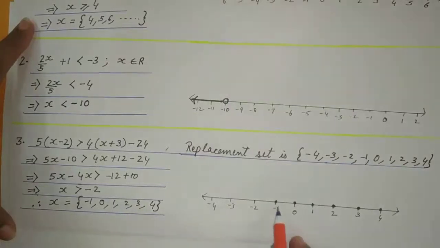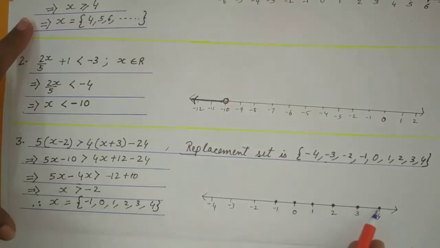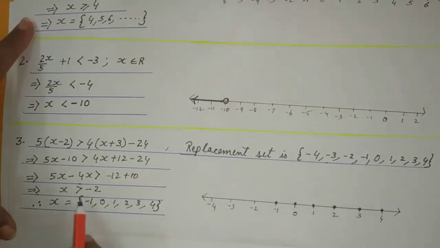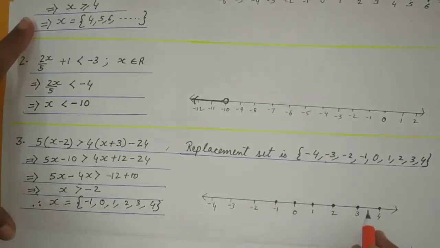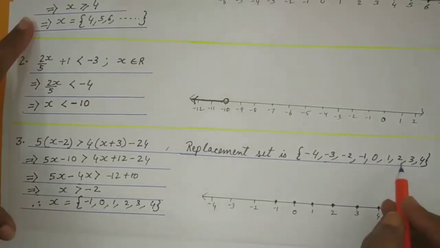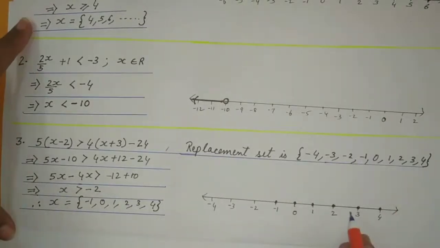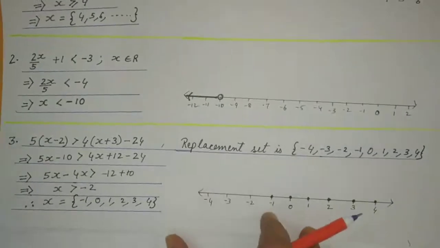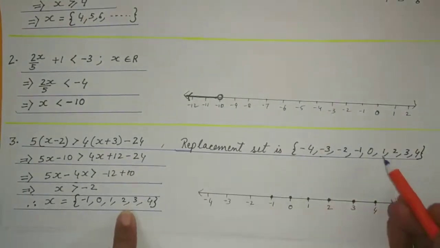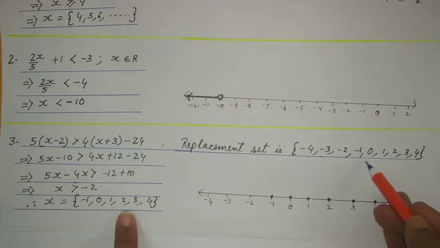And those places are darkened dots. We don't show anything greater than minus 2 towards the right hand side since the replacement set is given. Had it been integers, we could have shown an arrow, but here we cannot show the arrow because we are taking the answers directly from the given replacement set.